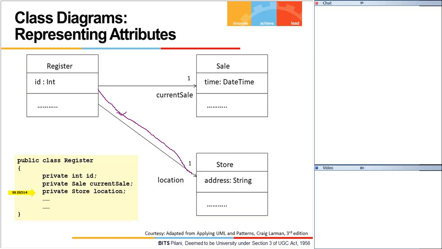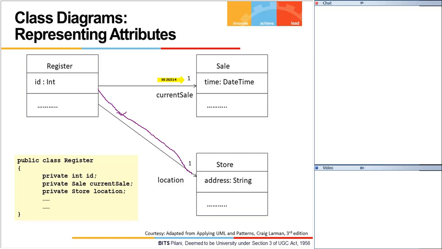There are some questions about multiplicity. I do not understand what the issue with the multiplicity is. The register class has only one object of the sales class, so you specify one on top of it, right? And that's the reason the multiplicity is 1. Okay, I'll take up the other slide. I think it'll be more clear.